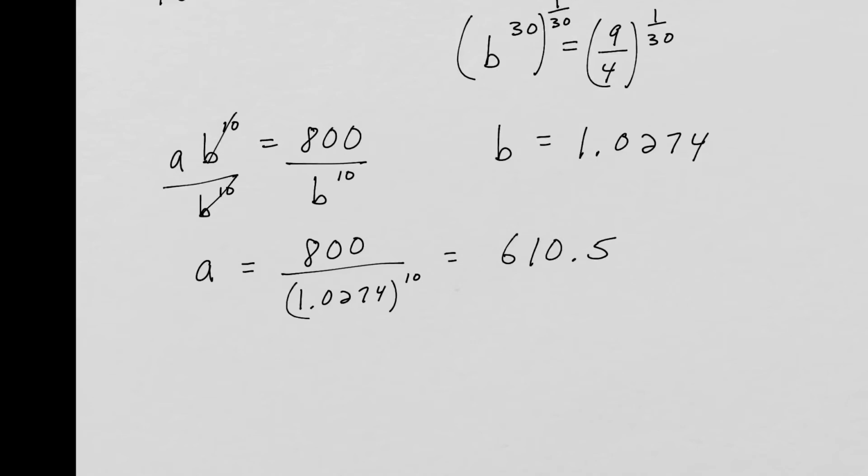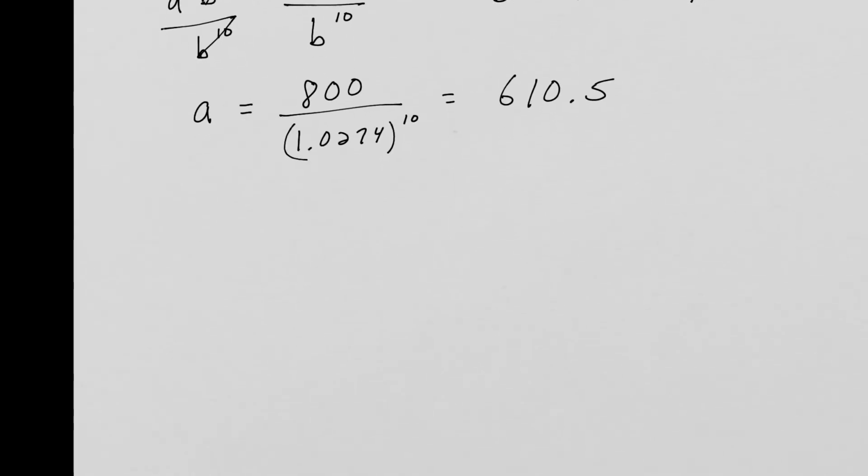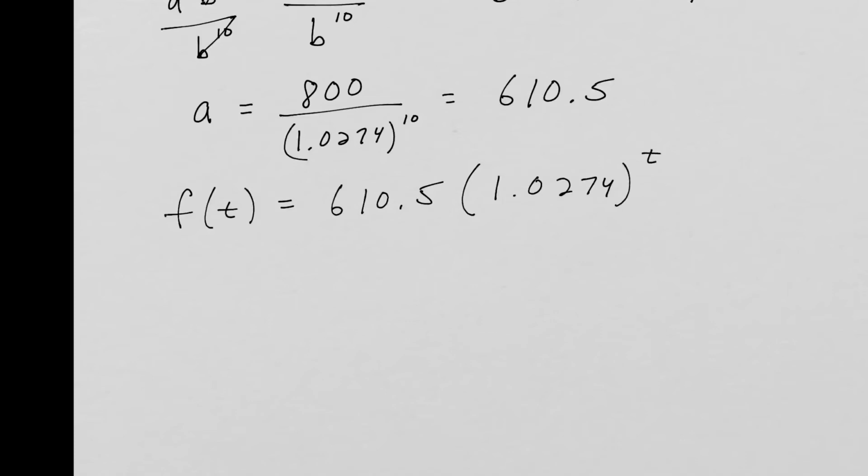Okay, so what that means is that my equation now is going to be f of t is equal to 610.5 times b, which we found was 1.0274, raised to the t. So now I have my specific exponential equation.